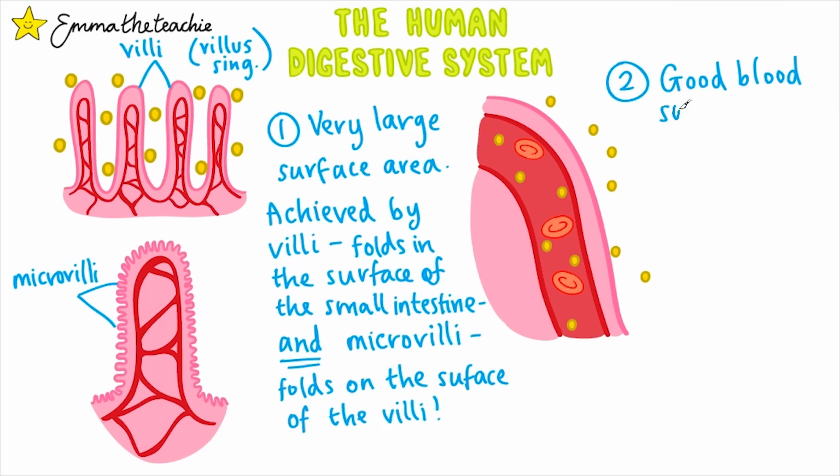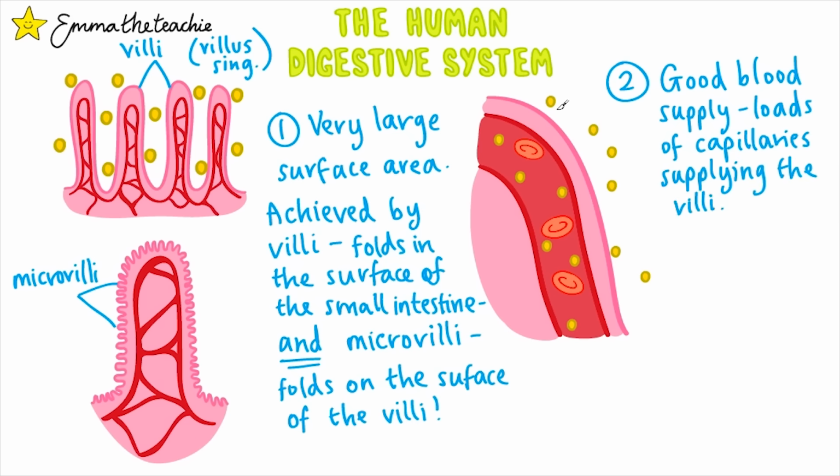Secondly, the small intestines have a good blood supply. There are loads of capillaries supplying the villi. This ensures that any food molecules absorbed are quickly taken away to other tissues, maintaining a steep concentration gradient, which results in faster diffusion. This is also covered in the diffusion video.